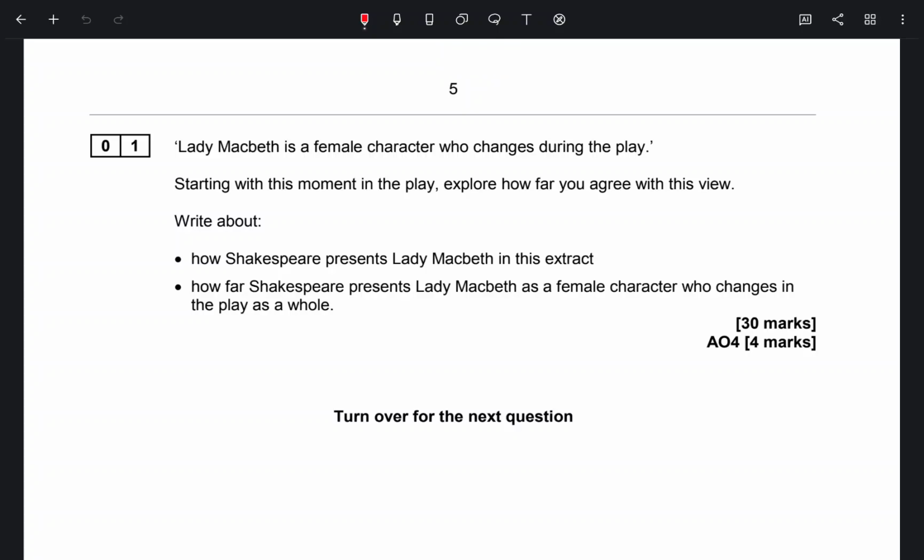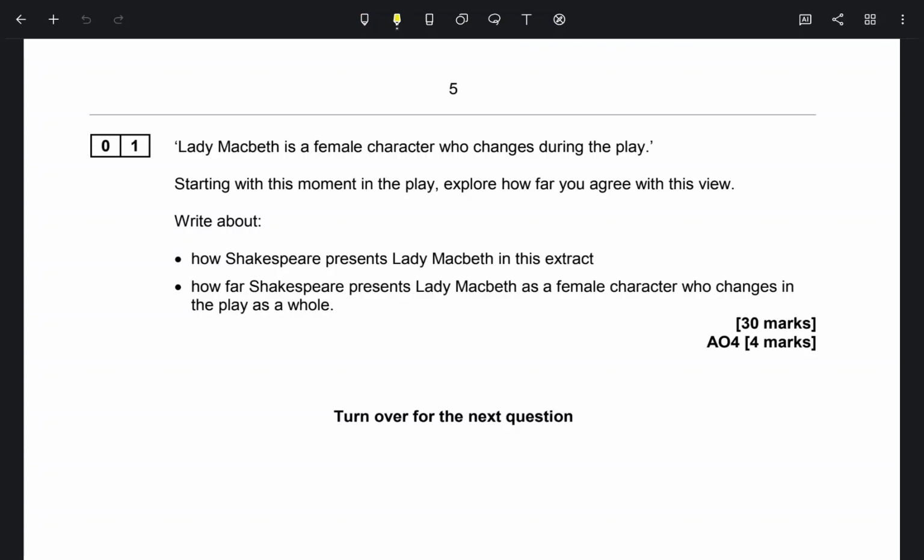It reads: Lady Macbeth is a female character who changes during the play. Starting with this moment in the play, explore how far you agree with this view. Write about how Shakespeare presents Lady Macbeth in this extract, and how far Shakespeare presents Lady Macbeth as a female character who changes in the play as a whole. It's worth 30 marks and you get 4 marks for your AO4.